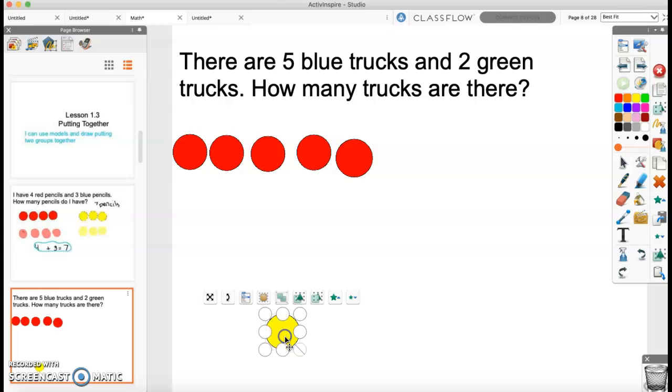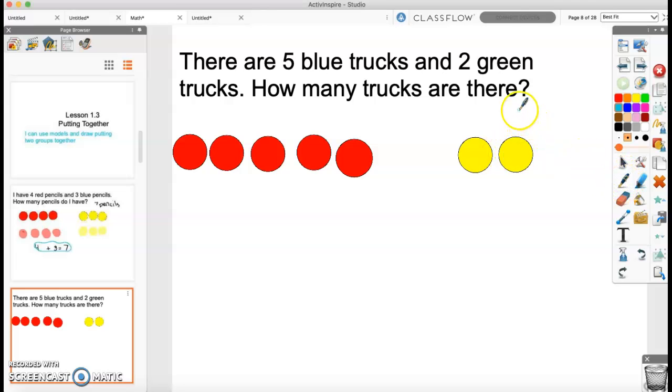And I have 2 green. So I'm going to put up 2 yellow counters for my 2 green trucks. So it says I'm going to figure out how many trucks there all are together. So I have 1, 2, 3, 4, 5, 6, 7. I have 7 trucks all together.